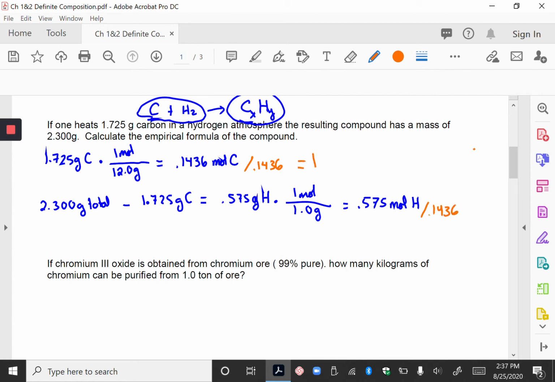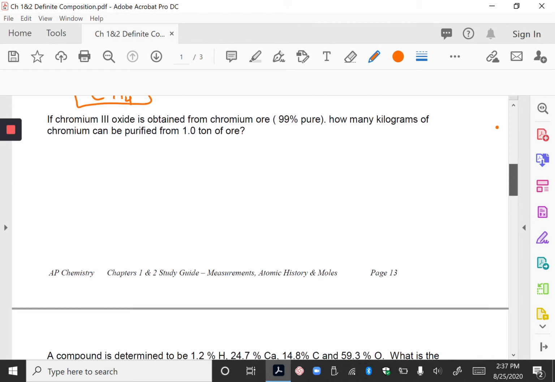This gives me 1. This gives me 3.94, which is about 4. If it's 0.9 something or 0.1 something, it's okay to round. If it's like 0.5, then you can't round. So my empirical formula is C, just 1, and then H4. CH4 is my answer. All right, let's take a look at the next one.